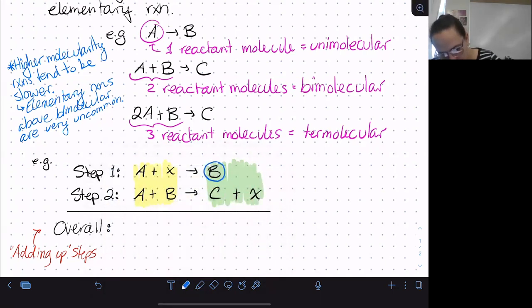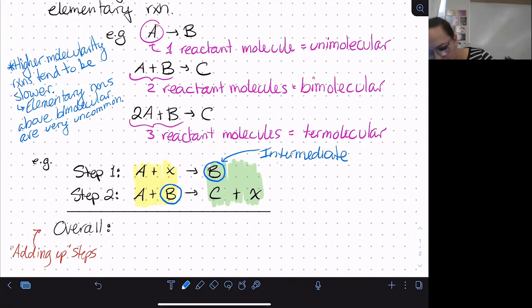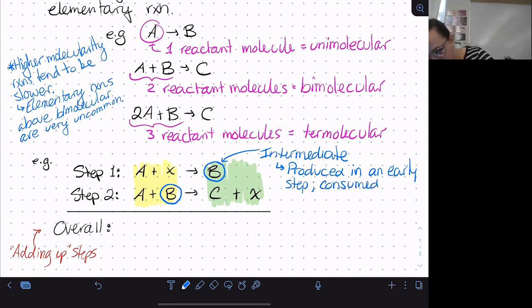So you will notice that B occurs as a product of step 1 and a reactant of step 2. B is what we call an intermediate of this reaction, something that is produced in an early step and consumed later. So intermediates are not going to appear in your overall reaction because they're created and then they're used up again. So they're not still there in the end.